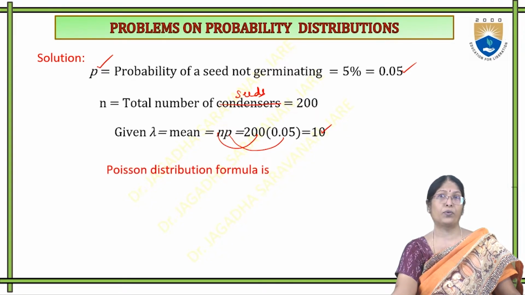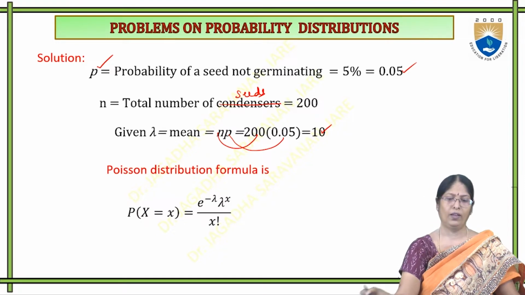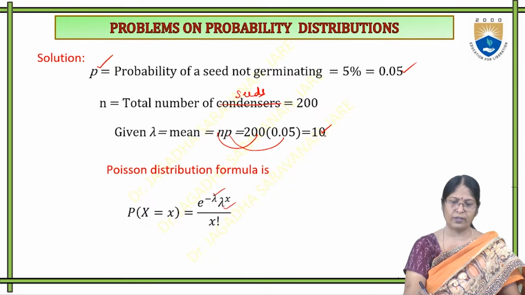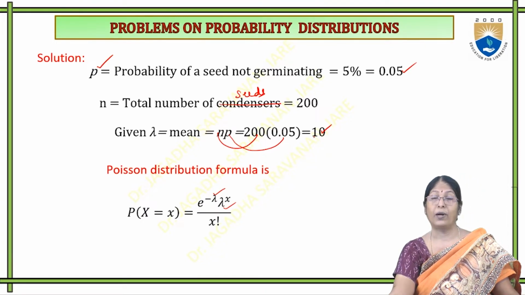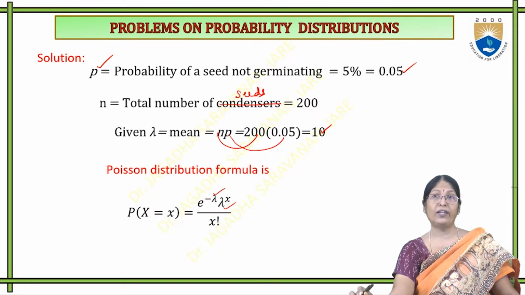So the Poisson distribution formula is P of x equals e power minus lambda into lambda power x by x factorial. Lambda we obtained is 10, but x we have to see. What are they asking us? They are asking the percentage: each packet has 200 seeds, and 90% of the seeds will germinate.